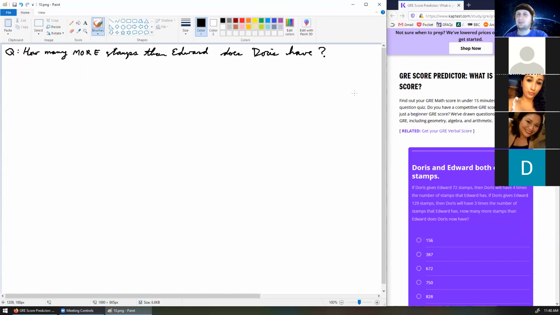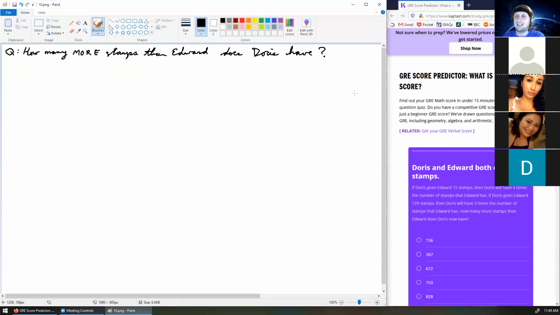She wants to really rub in Edward's face how many more stamps she has, right? Because that's just what stamp collectors do, right? That's what stamp nerds do. They just rub in each other's face how many more stamps they have than other people, right? Okay. I wouldn't know.